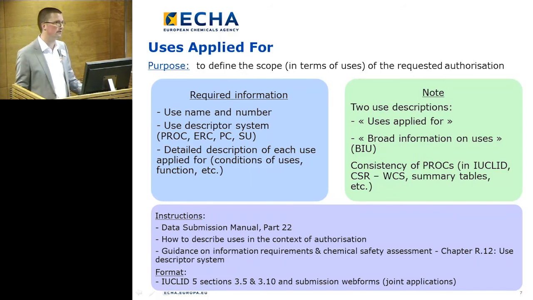The instructions on this you can find again in Data Submission Manual Part 22, how to describe uses in the context of an authorization. There's a separate section on that. And the guidance on information requirements and chemical safety assessment, chapter R12, use descriptor system. Read those through carefully. You can find them on our website. And please follow those instructions.